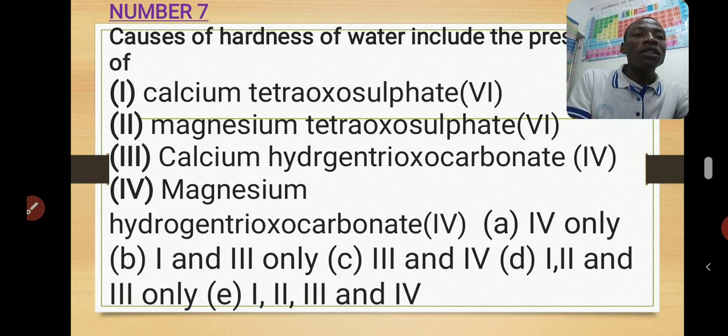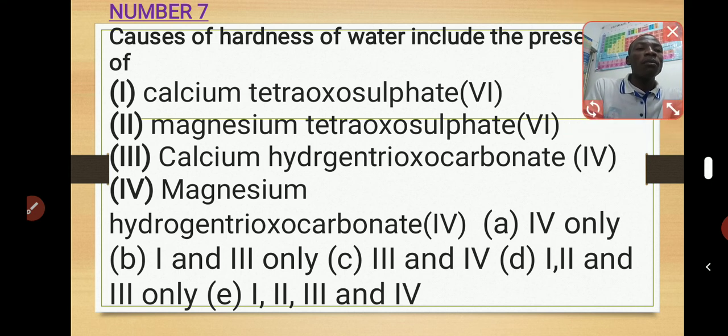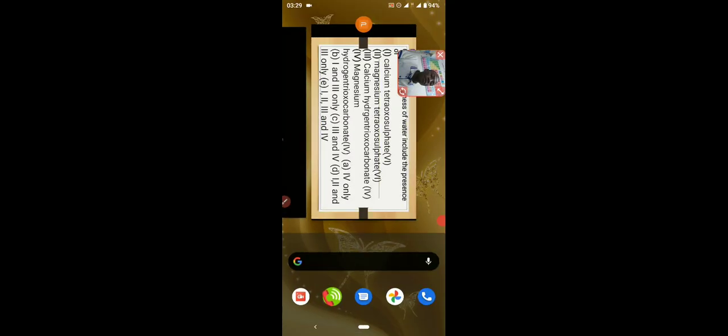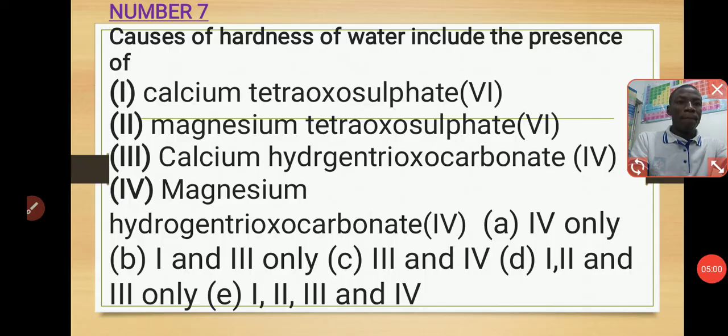Number 7, this is quite much. Let's see it. Number 7 says causes of hardness of water include the presence of which of the following: 1. Calcium sulphate, 2. Magnesium sulphate, 3. Calcium bicarbonate, 4. Magnesium bicarbonate. So we have to pick out of 1, 2, 3, 4 which one causes hardness.